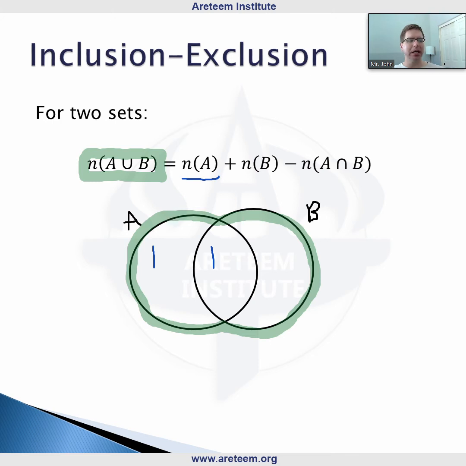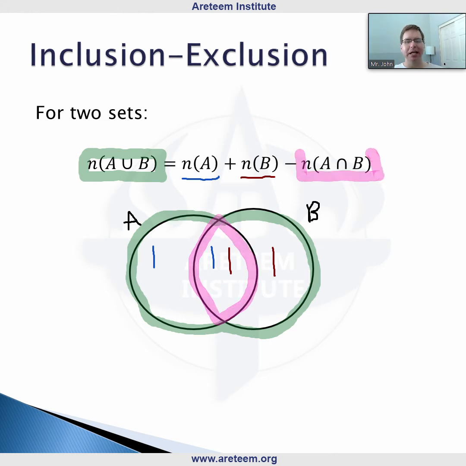And here's where we start to notice an issue that can arise. When we start counting the things in B, that's going to count everything over here, but it's also going to count everything in the middle again. Now notice we've counted the stuff in the middle twice. But wait a second, that middle is exactly the intersection. So if we highlight this portion here, that's exactly the intersection.